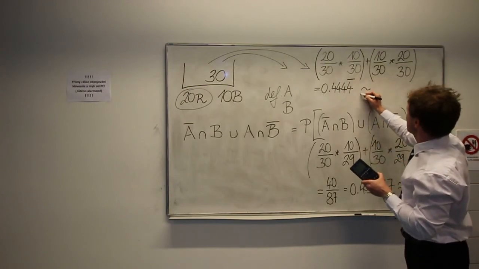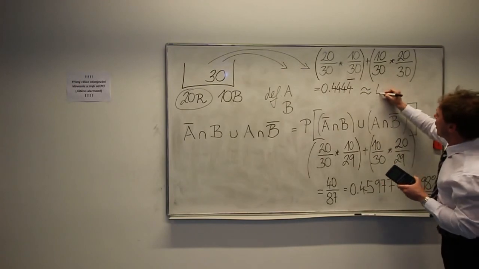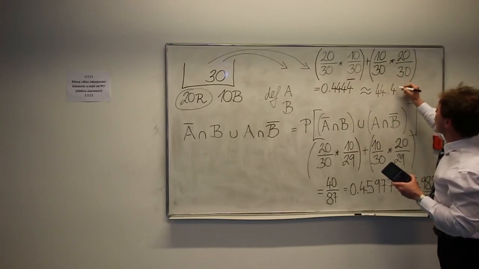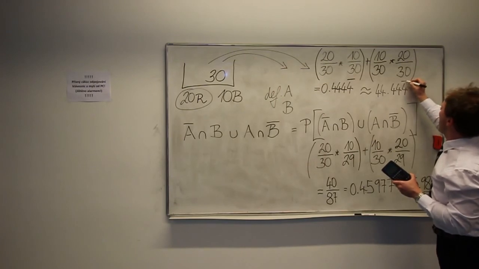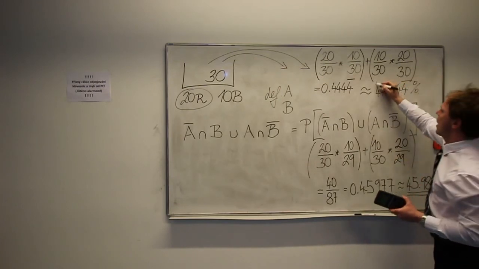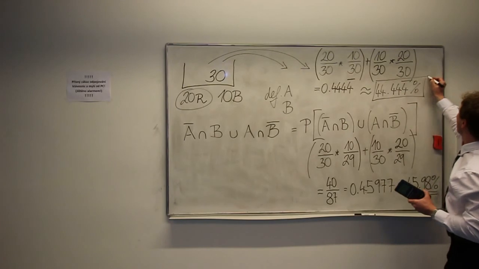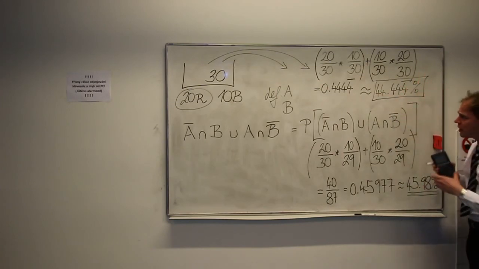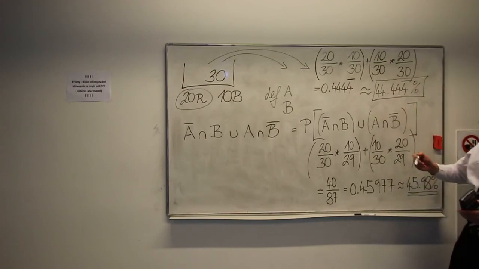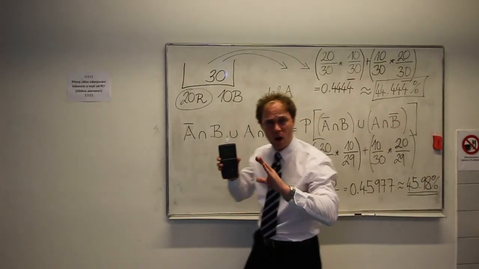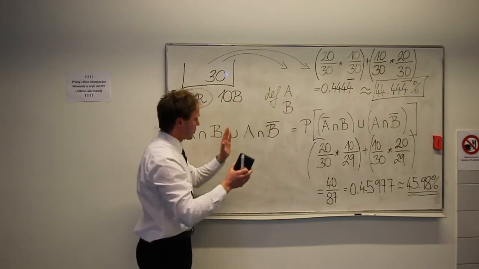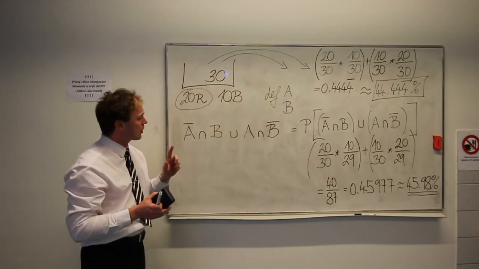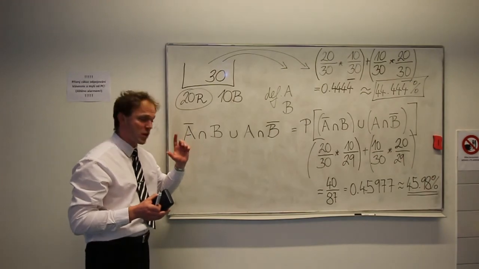We can interpret this in percentage as 44.44 periodical percent. So you can see that in comparison with selection without returning, this is without returning, this is with returning. So in comparison with this, the probability is a little bit lower. A little bit lower. So please remember the difference between selection with and without returning.